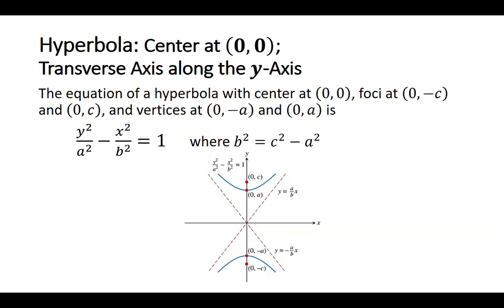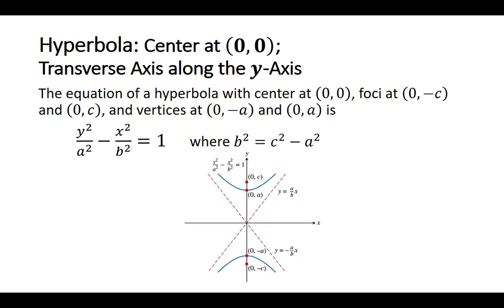So now if we have the hyperbola with the center at 0, 0 and the transverse axis along the y-axis, then the foci are going to be at 0, negative c, and 0, positive c, right? Because now the transverse axis is along the y-axis, so it's going to be up and down. And with vertices at 0, negative a, and 0, a, we get y squared over a squared minus x squared over b squared is equal to 1, where b squared is equal to c squared minus a squared.